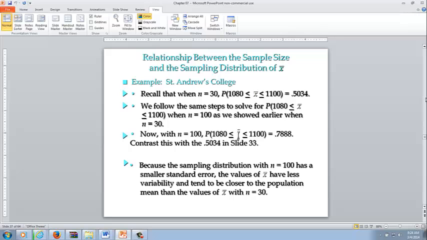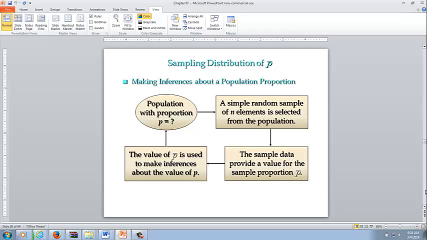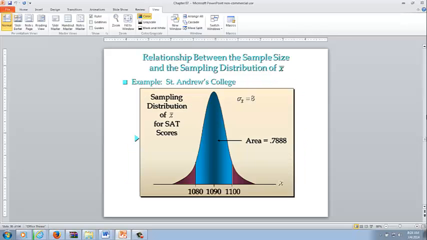And this is numerically what happens. And therefore, look at the area between the 2 points. It's going to be larger. Specifically, there will now be a 78.88% chance that the sample mean will be between 1080 and 1100.